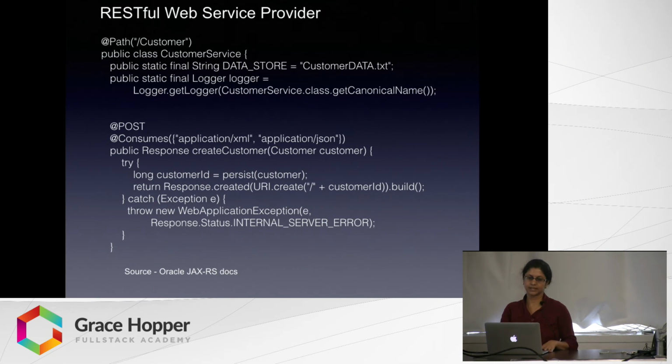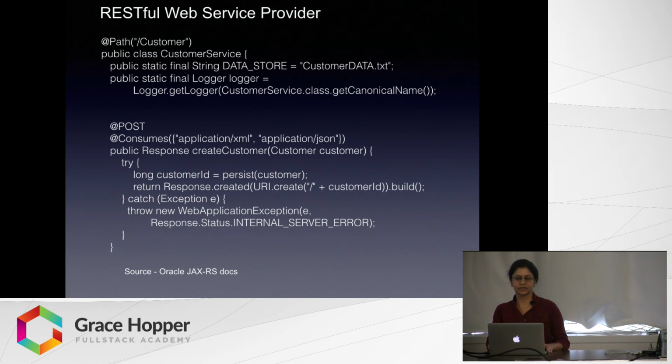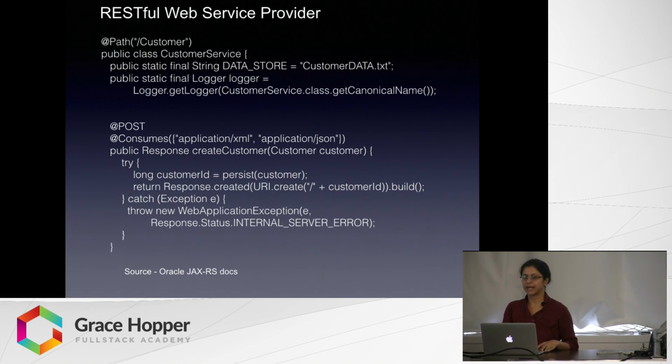So this is a code snippet from the Oracle JAX-RS docs. JAX-RS is the API provided by Oracle for developing RESTful web services, and JAX-WS is the one provided for developing SOAP. So let's see how this works. This is an example for creating a customer using RESTful web services. Here we are identifying the resource, which is a customer in this case, and we are mapping this resource to the URI. You can see the @Path annotation /customer. We are mapping this customer class with the /customer annotation.